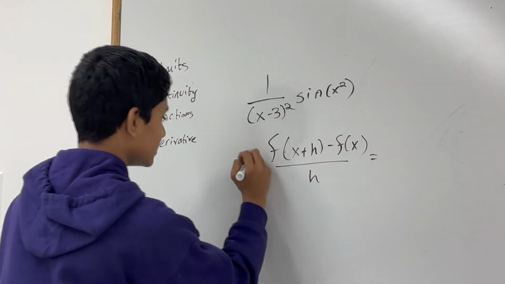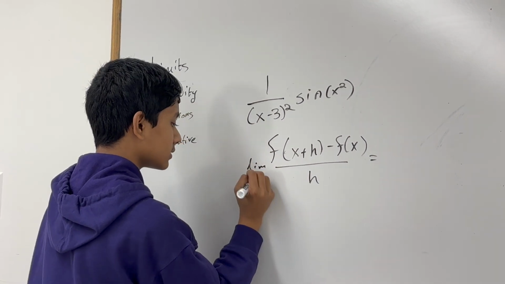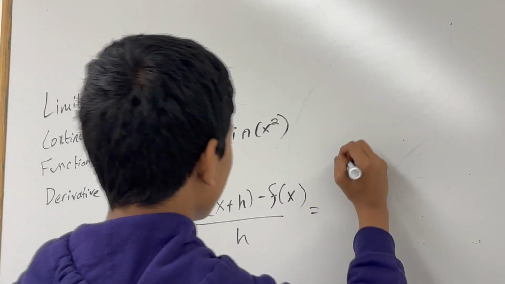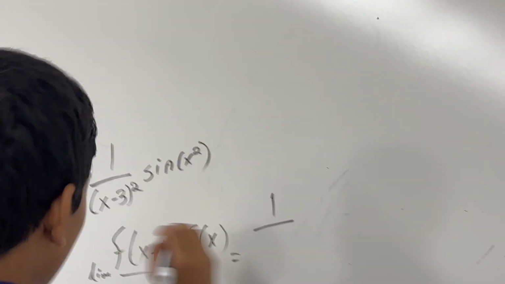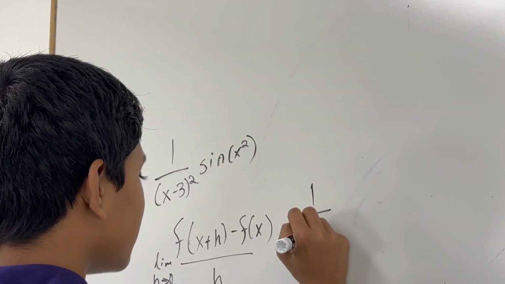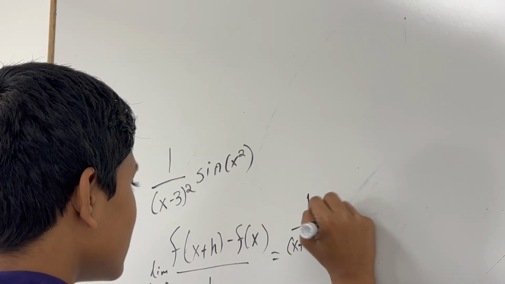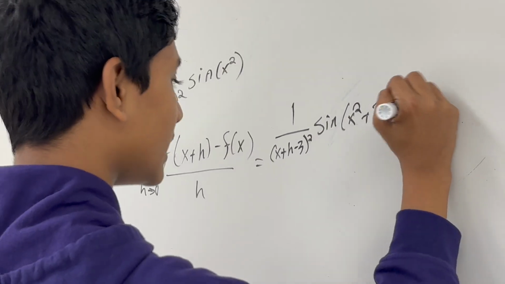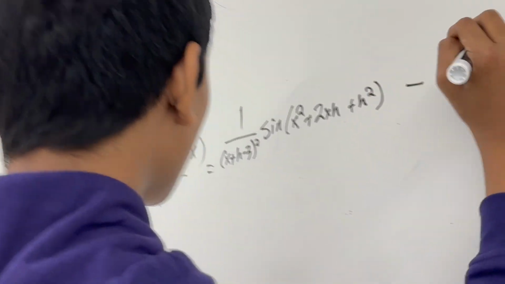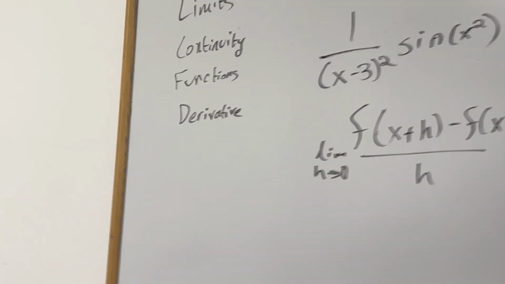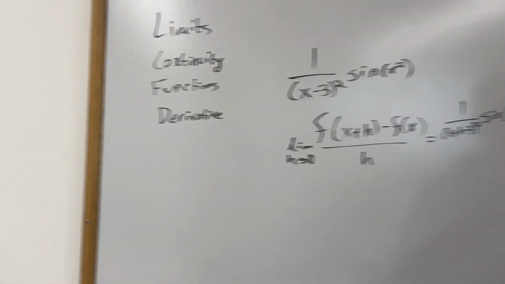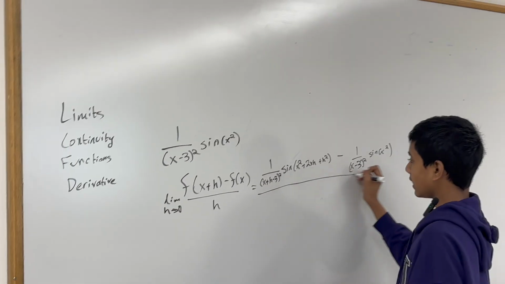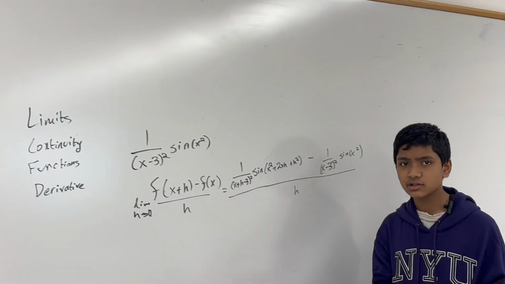So, let's see. We get 1 over (x plus h minus 3) squared times sine of (x squared plus 2xh plus h squared), minus 1 over (x minus 3) squared times sine of x squared, all over h. So where do we even start here?